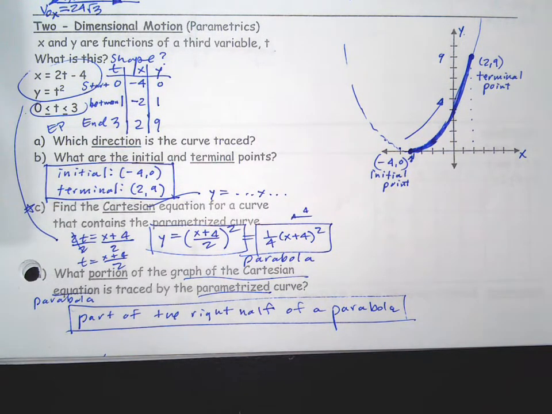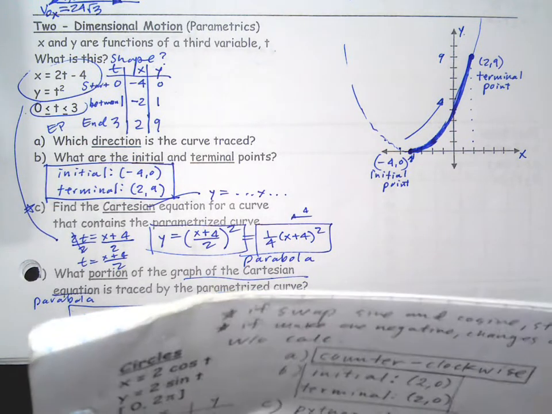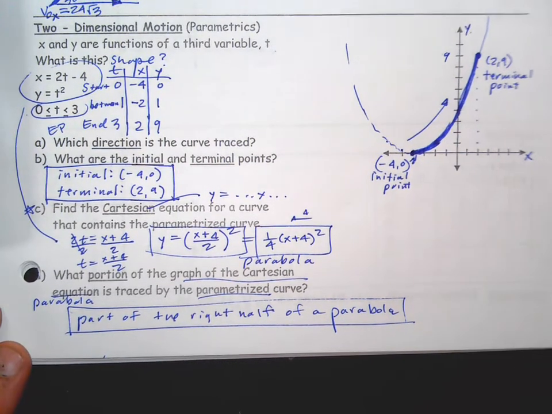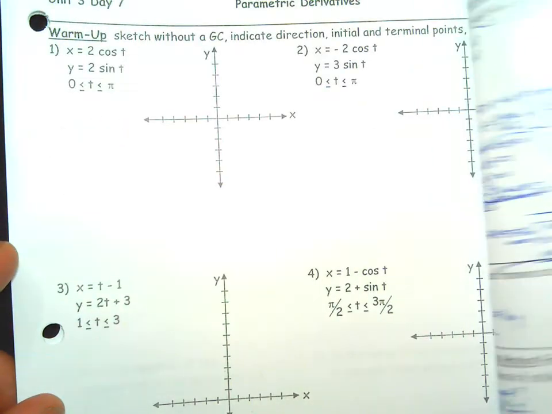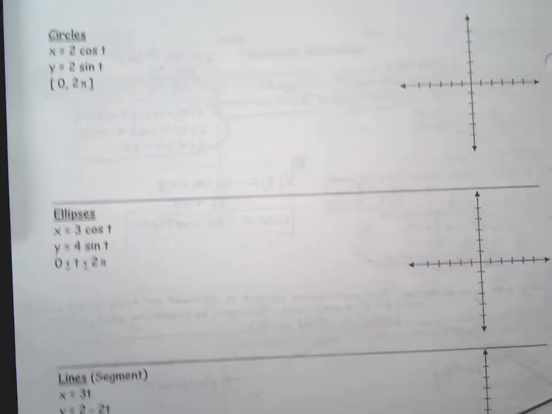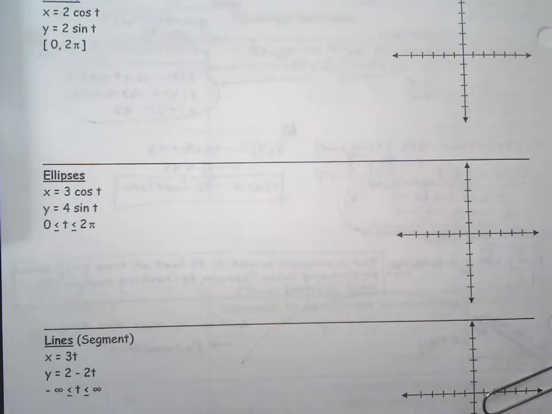On these future problems, I want to try and find the Cartesian curve first, because that just makes everything a lot easier. There's no reason to wait if it makes everything make more sense. I'm also going to show you a bunch of other common shapes we get. So that's a parabola. We're going to see circles, ellipses, lines, hyperbolas.